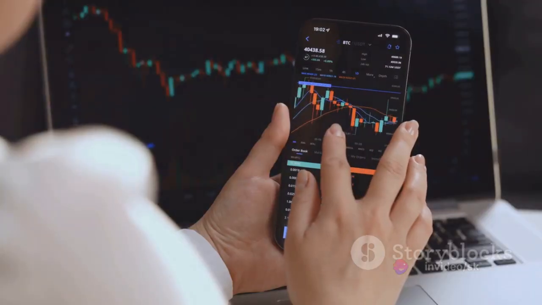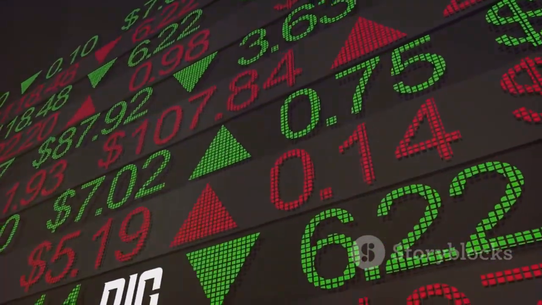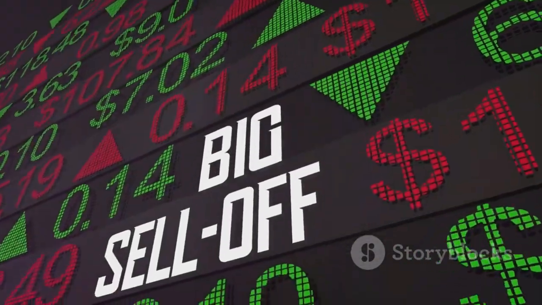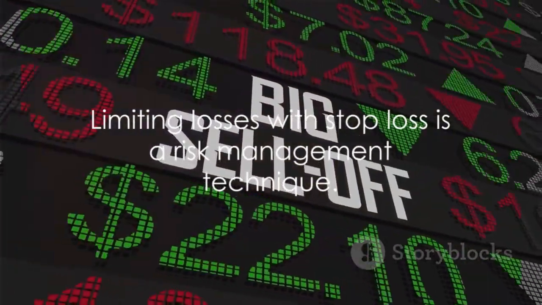Stop loss. A stop loss automatically sells your stock if it drops to a price you've set. Say you buy a stock at INR 100 and put a stop loss at INR 95. If the price dips to INR 95 or less, the stock sells without you having to do anything. This limits your loss to no more than INR 5 per share.